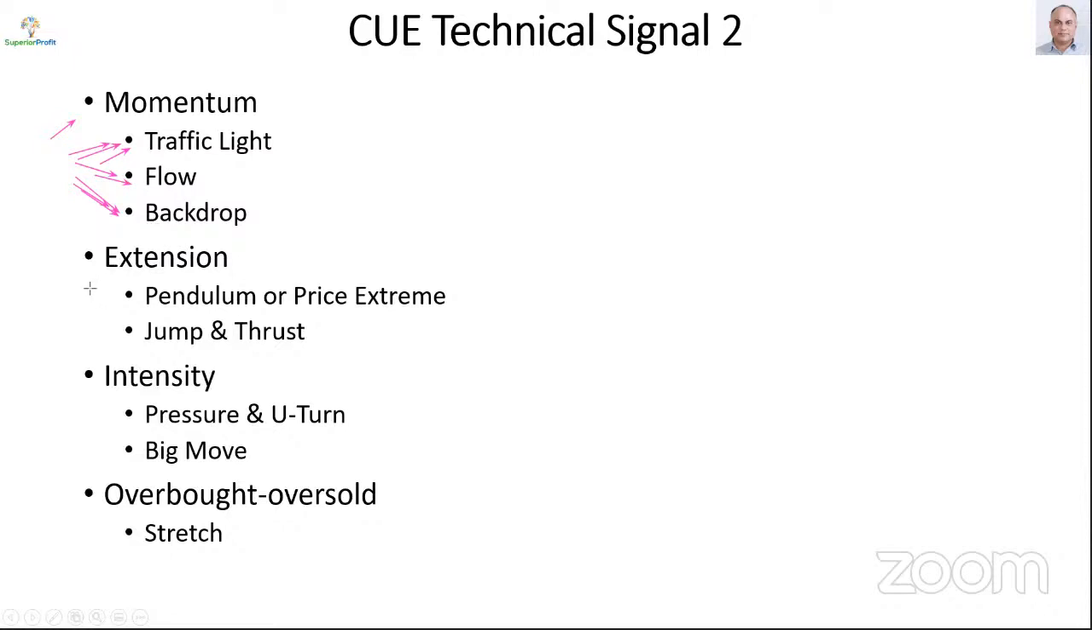These are momentum indicators. And as price moves up, down due to momentum, up, down, finally it becomes extended. And we have two extension indicators. One is pendulum or price extreme. Another is jump and thrust combined together. Two indicators, but usually we read them together. These indicators tell whether price is extended or not.